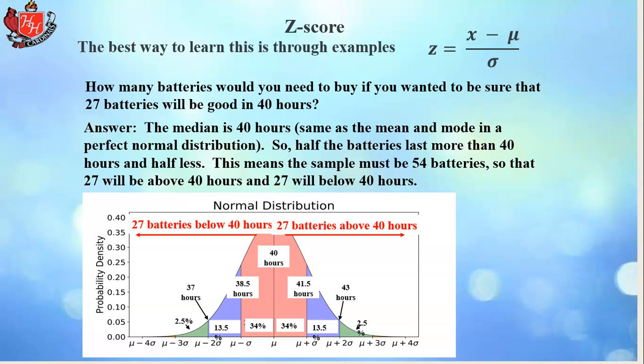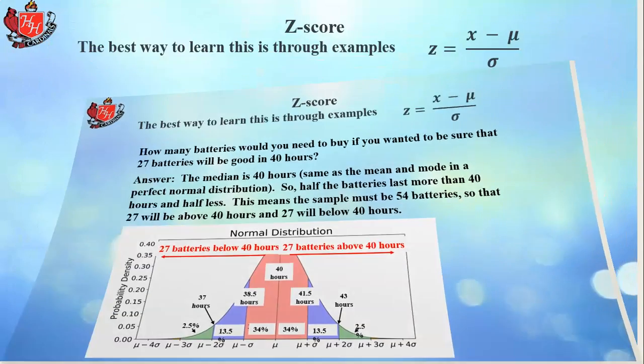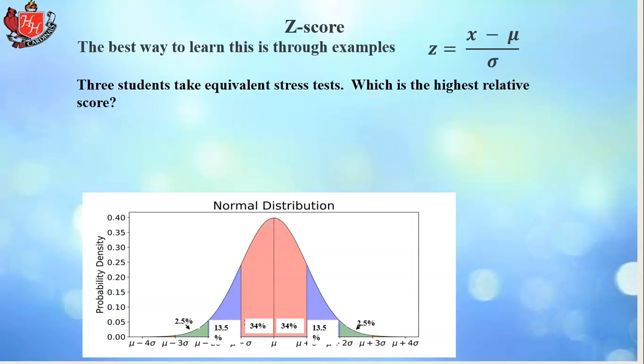be below 40 hours. So if you want to be sure that 27 will last at least 40 hours, you need twice that many, because half of them will last 40 hours or more, but half of them won't last 40 hours. So the answer is 54 is the number of total batteries that you would need.